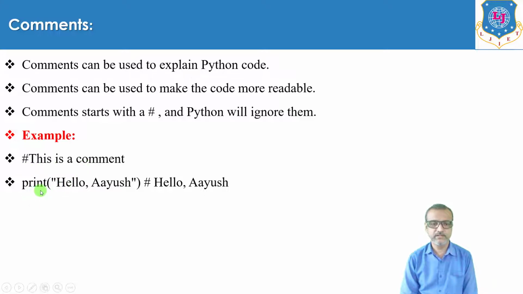And if I write print of hello, comma, Ayush, what will be the output of this print statement? That is hello, comma, Ayush. And if we write in any editor this print statement followed by this one using the hash sign, this one will be ignored.